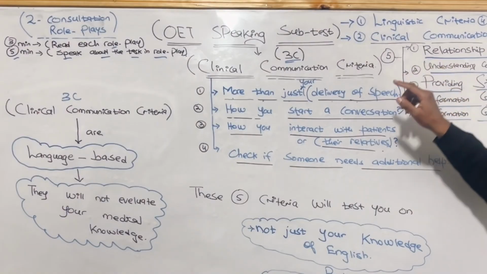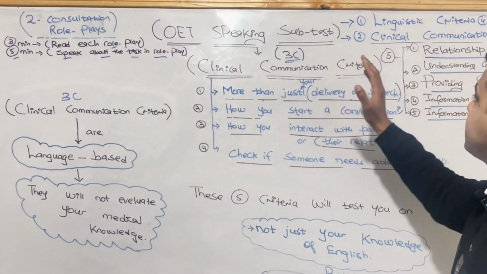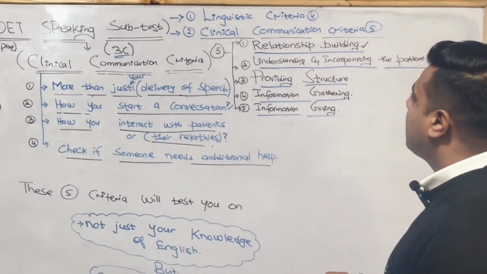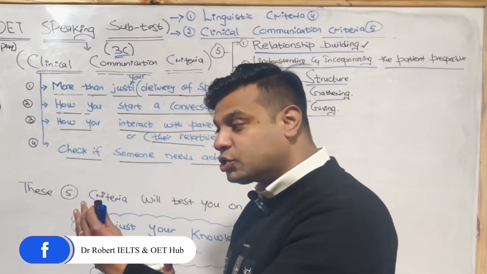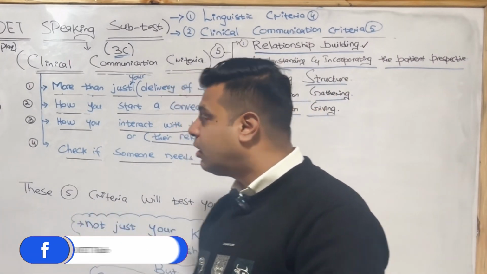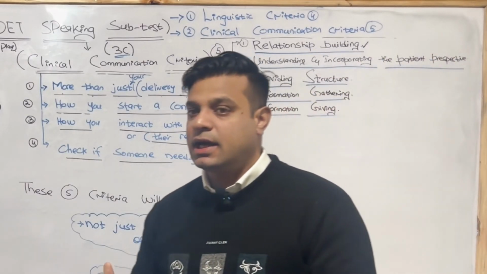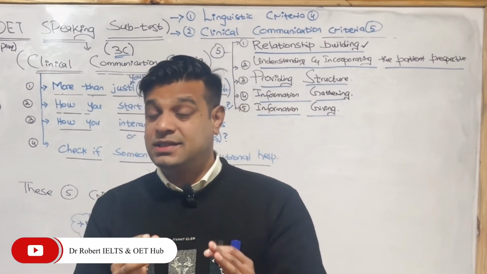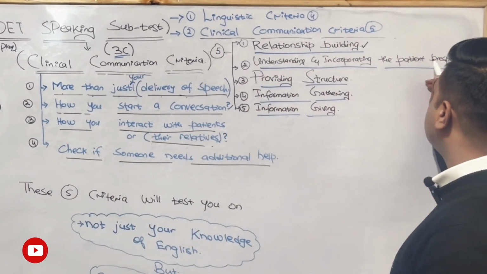Now, let me introduce the five 3C criteria, meaning the clinical communication criteria. Number one is relationship building. What is meant by that? It is how you are building your relationship with your patient. Is your patient comfortable talking to you or not? The second is understanding and incorporating the patient's perspective. Simply, do you really understand your patient, and is your patient understanding you? That is the meaning of understanding and incorporating the patient's perspective.